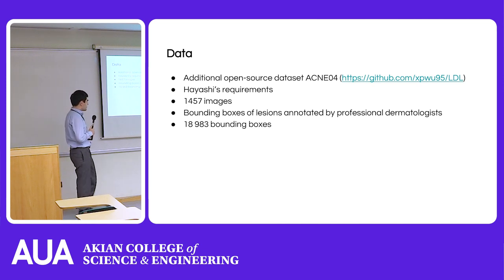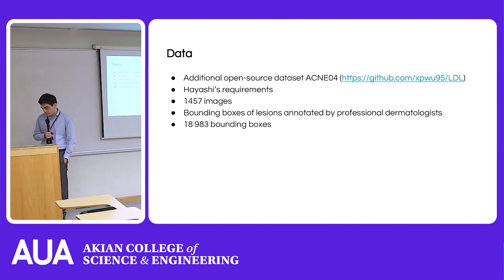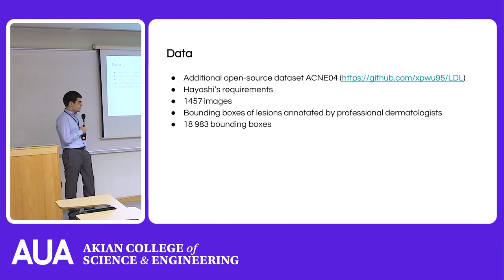Later on, I'll explain why we need an additional dataset, but first some facts about it. It's called ACNIS 0.4. It's open source. One important thing to mention is that our dataset consists mostly of selfies taken from the front of the individual, but the photographs for this dataset are taken from different angles. Those angles and conditions for taking the photo are called Hayashi requirements.